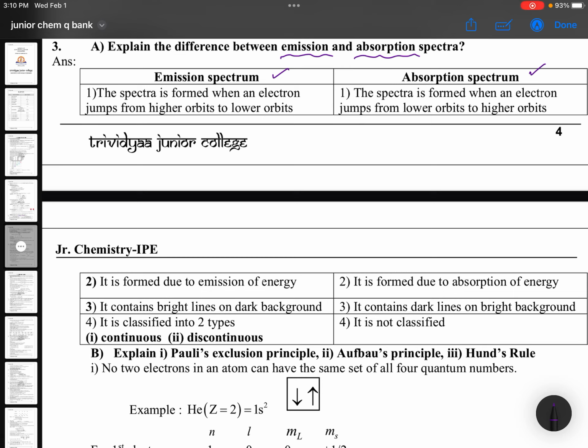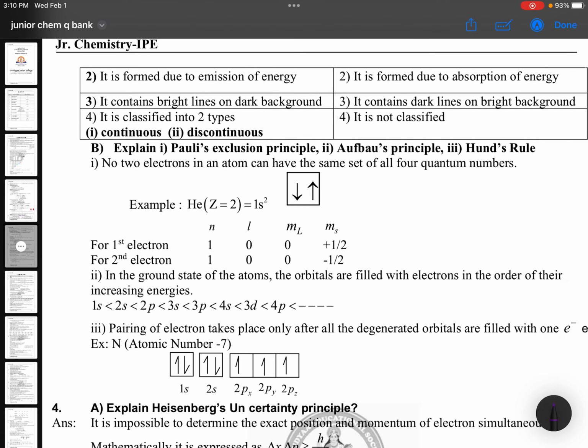The spectra is formed when an electron jumps from higher orbits to lower orbits. Okay, here higher to lower, electron is coming. This spectra is formed when electron jumps from lower orbit to higher orbit, absorption. Lower to higher is absorption, higher to lower is emission. This is emission, this is absorption. It is formed due to emission of energy, that is emission. It is formed due to absorption of energy, that is absorption. It contains bright lines on dark background, and absorption contains dark lines on bright backgrounds.